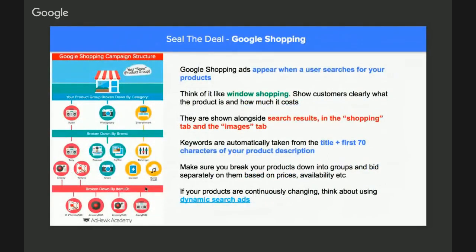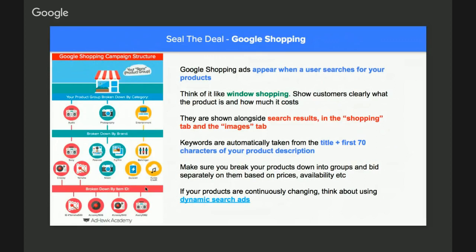So lastly, I want to talk about Google Shopping. I know I mentioned it a couple of times, but Google Shopping ads appear when a user searches specifically for a product, and that product shows as an image right inside of Google search. You can really think of it like window shopping. You can show the customers when they're typing in women's black sweatshirt, specifically what sweatshirt you have to offer and the price that comes with it.